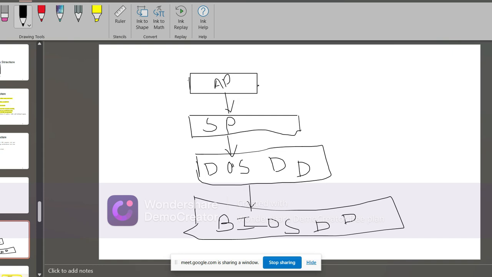Application program directly interacts with the system program. Again, we can say that the application program can directly interact with the DOS device driver, and it can also directly interact with the BIOS device driver. The system program can interact with the DOS device driver as well as with the BIOS device driver. So we can say that in a simple structure, each layer interacts with the others.